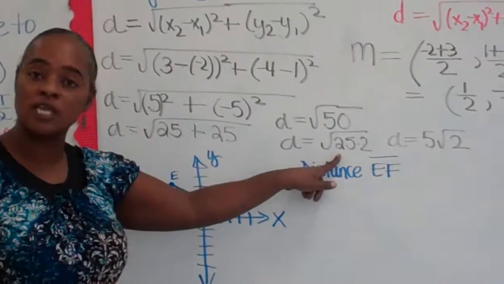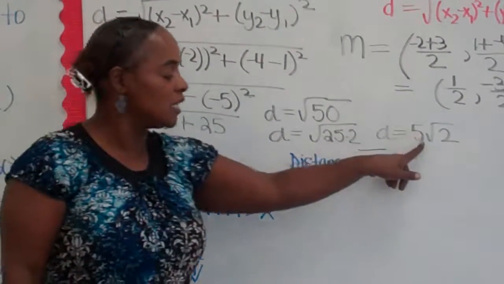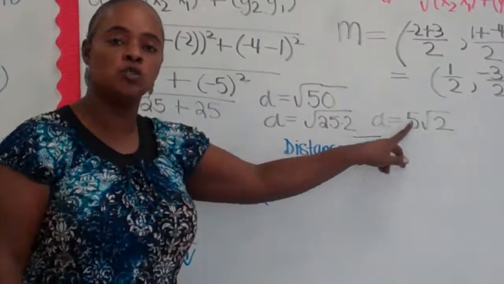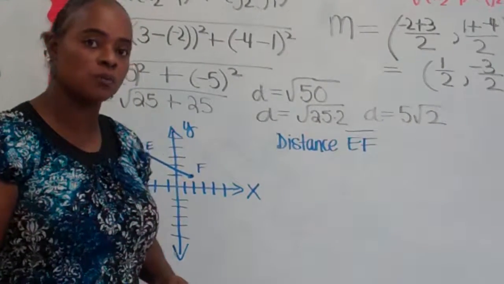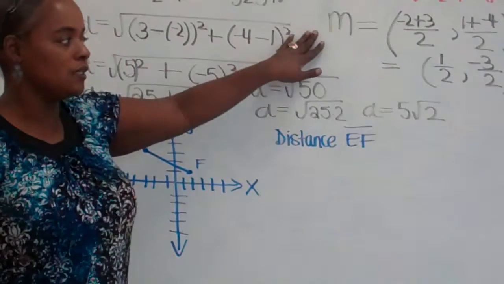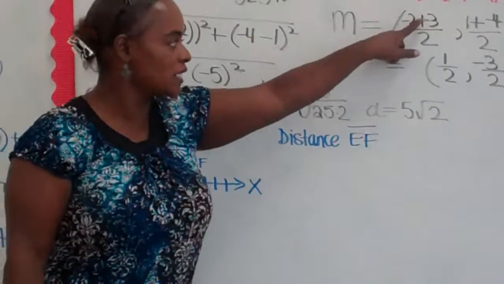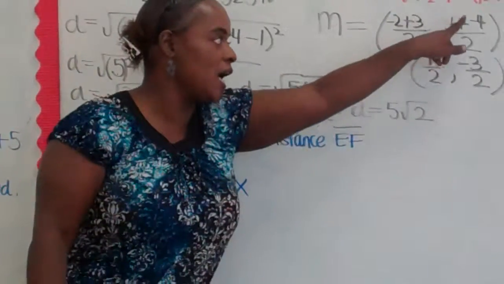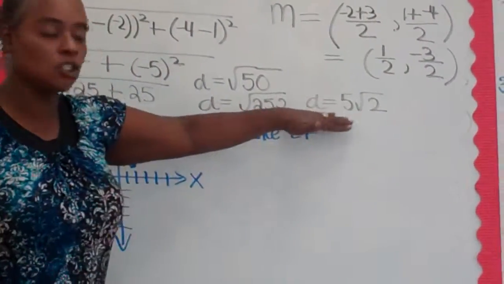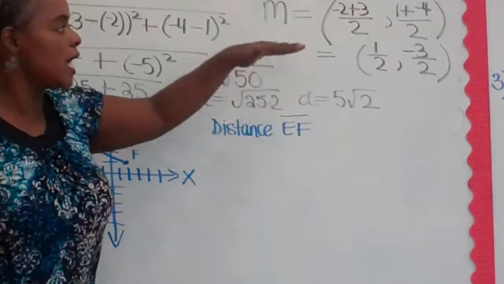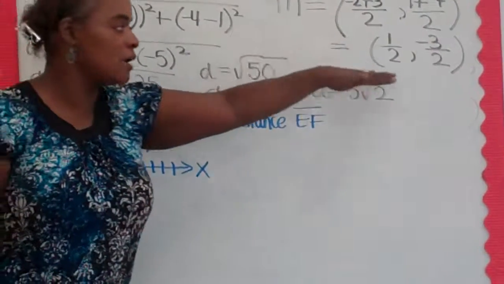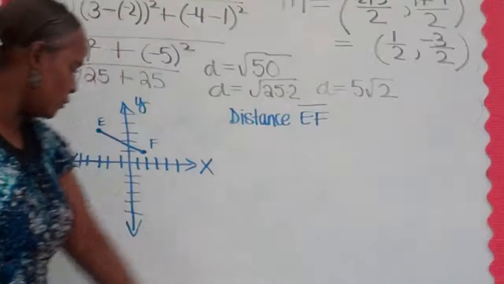You can break your answer down sometimes and get 5 radical 2, which you could then punch in and get a decimal approximation. Your midpoint, much simpler. Add your x's, divide by 2, comma, add your y's. Again, this is a numerical answer for distance, and your midpoint is a point, so you get an ordered pair.